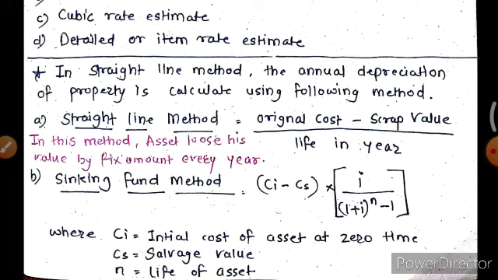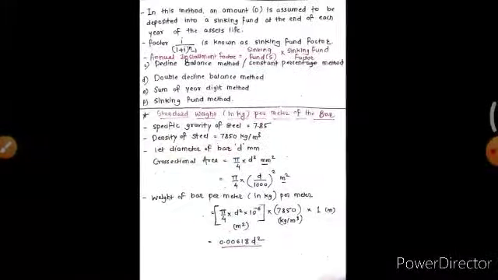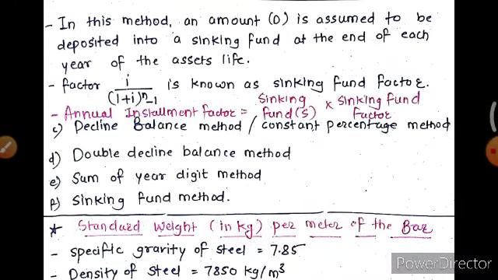Then next is the sinking fund method: depreciation is equal to (Ci minus Cs) into i upon (1 plus i) whole raised to n minus 1, where Ci is the initial cost of the asset at zero time, Cs is the salvage value and n is the life of the asset. In the sinking fund method, an amount is assumed to be deposited into a sinking fund at the end of each year of the asset life. The factor i upon (1 plus i) whole raised to n minus 1 is known as the sinking fund factor.